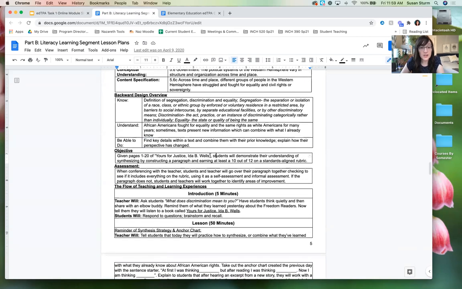So they're getting a new text on this day, and given the first 20 pages, students will demonstrate their understanding of synthesizing by constructing a paragraph and earning at least 10 out of 12 in the rubric.